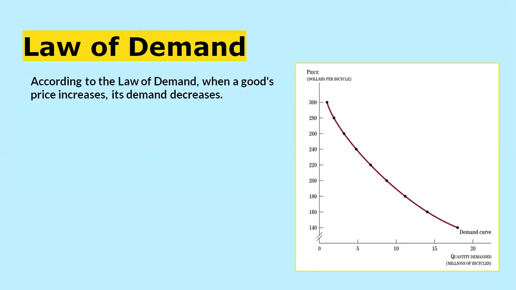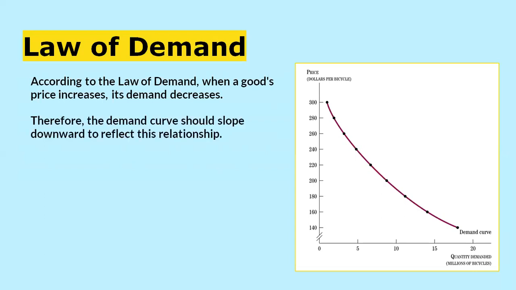Law of demand. According to the law of demand, when a good's price increases, its demand decreases. Therefore, the demand curve should slope downward to reflect this relationship.